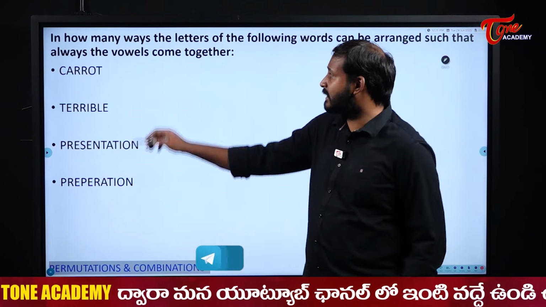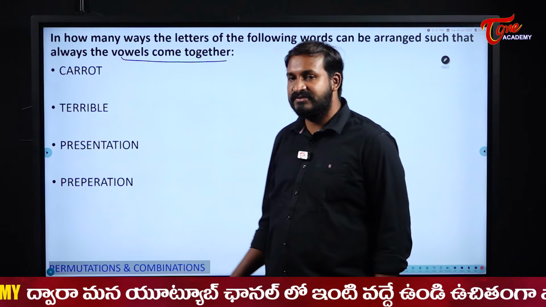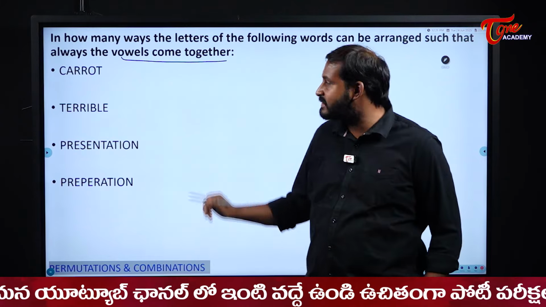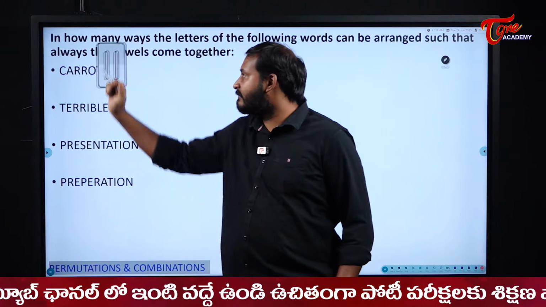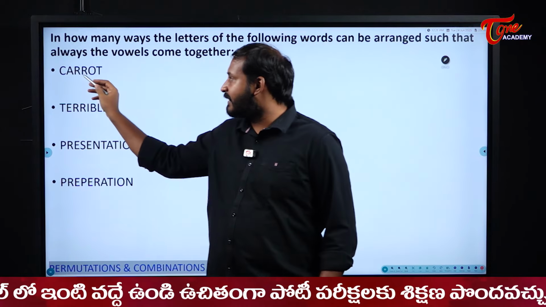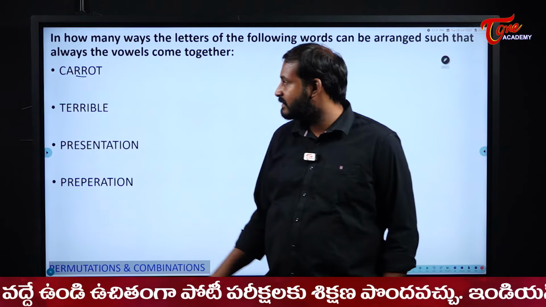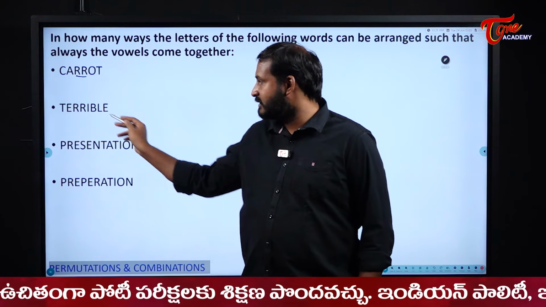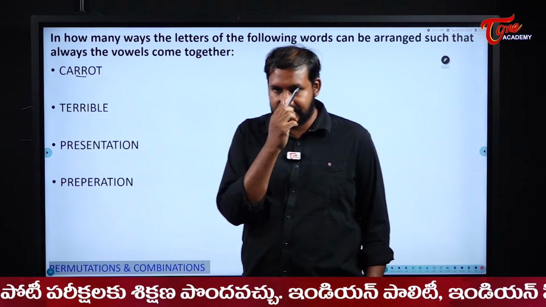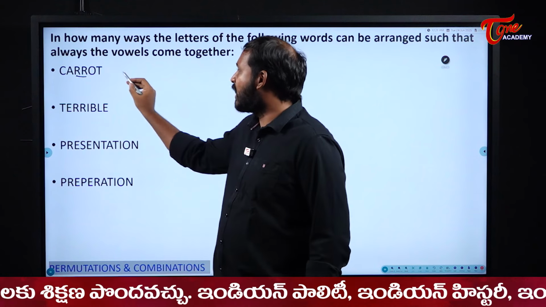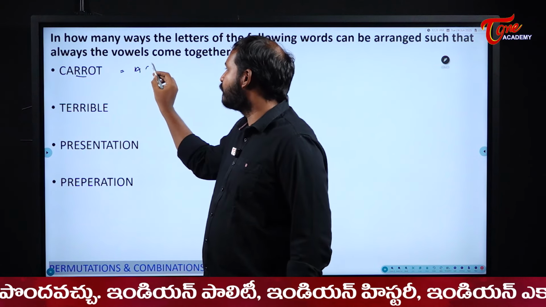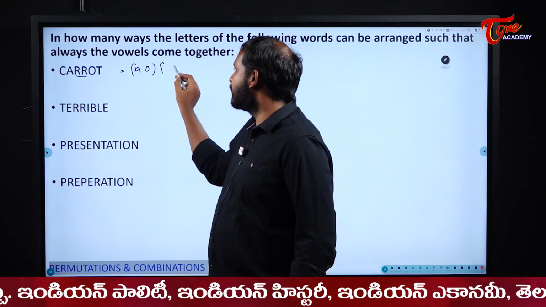Similar one. Vowels come together, but what is the difference between the previous set and this set, students? There we don't see the repetition, but in this case we are seeing repetition. R was repeated 2 times, and E was repeated. Something like this. Repetition case is there. That's it. So as usual, A and O as a group, and next is C, R, R, T.